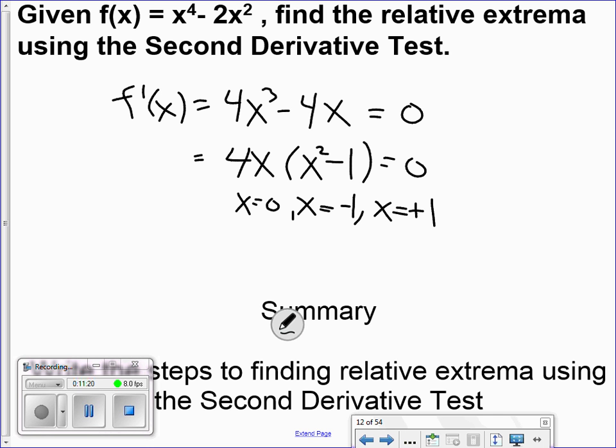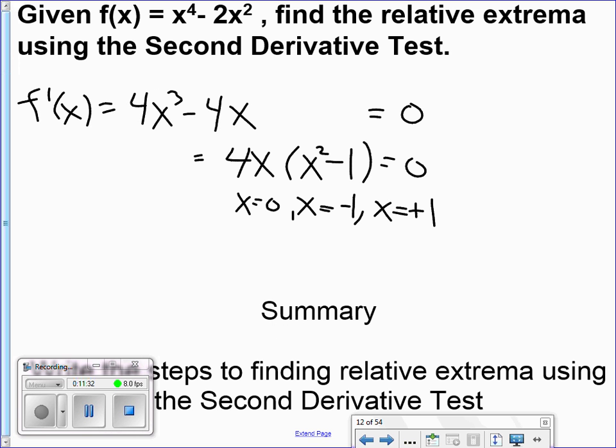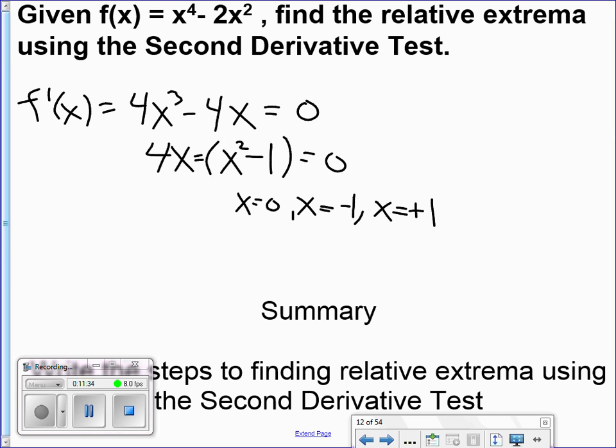So there are 3 values of x where the derivative is 0. We got to plug each of these into the second derivative. So what is the second derivative? Where am I going with this? I have no room. Yeah, I got to move all this over. I didn't plan my space.